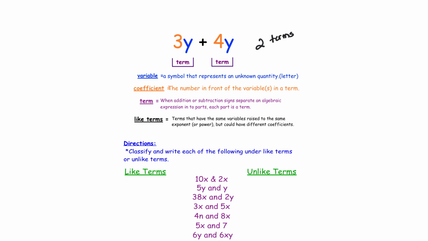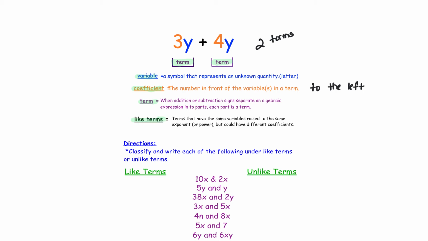A variable is a symbol that represents an unknown quantity, often represented using a letter. Again, coefficient, the number in front of the variable in a term. We can say it is to the left of the variable. Remember, it's always the number and then the variable. A term is when addition or subtraction signs separate an algebraic expression into parts. Each part is a term. So again, looking up here, here's a term, 3y, plus here's another term, 4y.